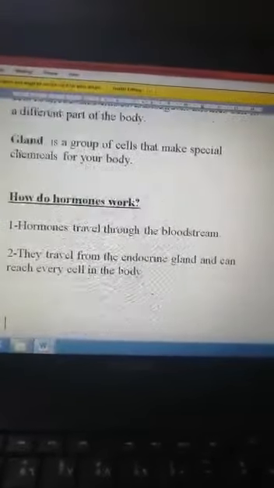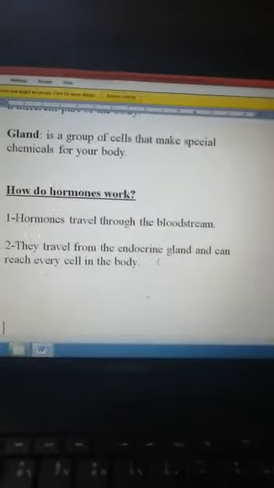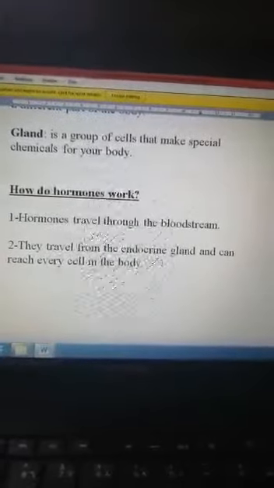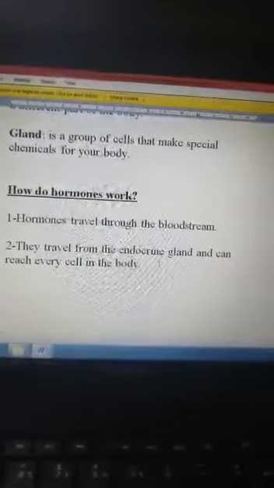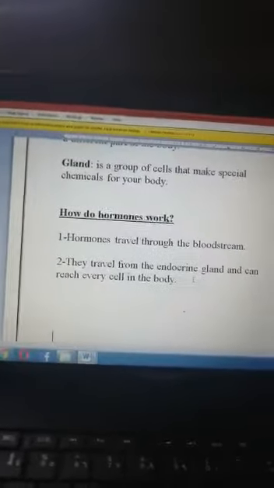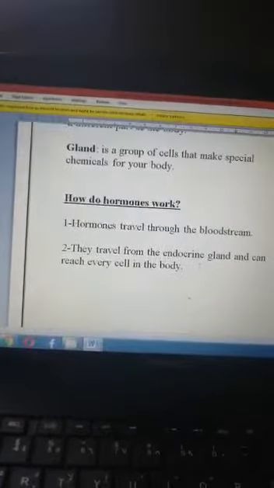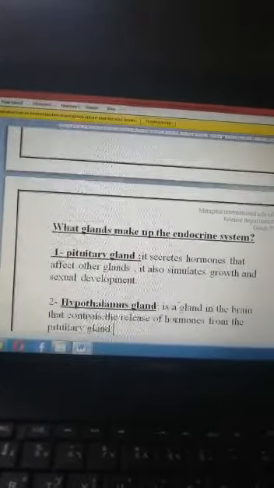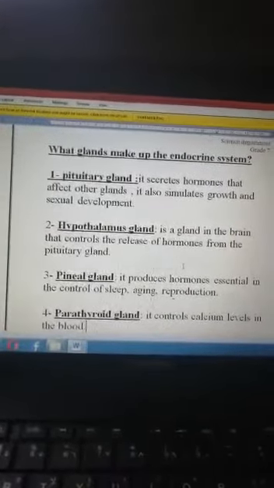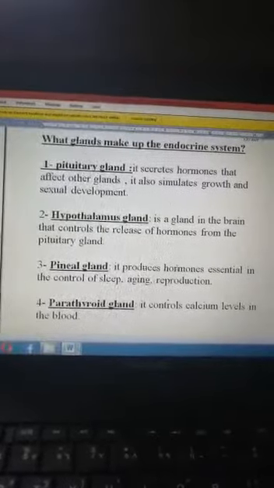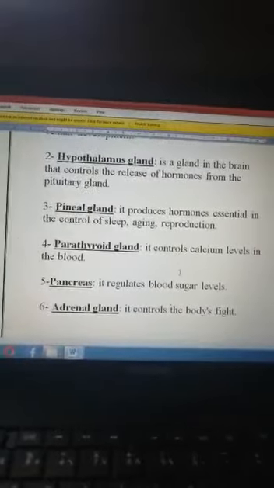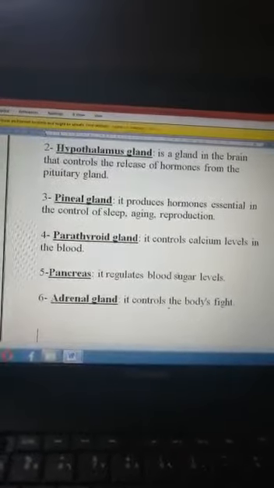How do hormones work? Number 1, hormones travel through the blood. Number 2, they travel from the endocrine gland and can reach every cell in the body. There are some glands in our body to control the function of our body, like pancreas, parathyroid.